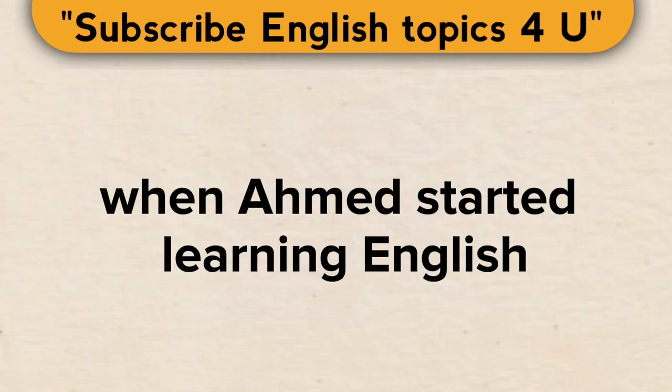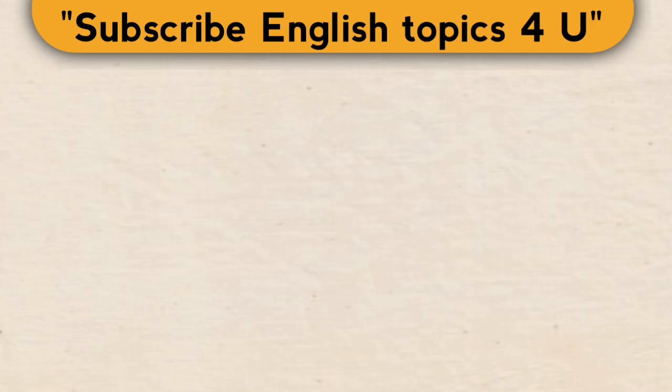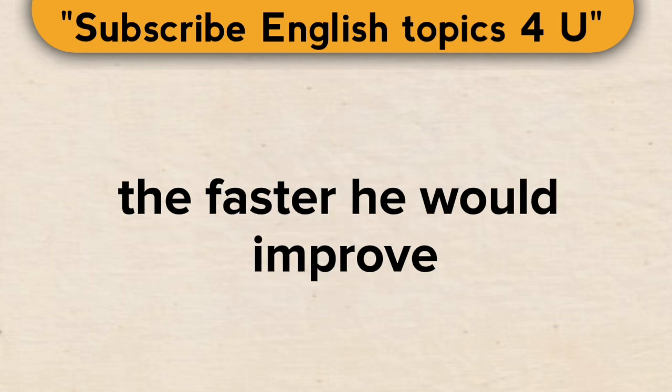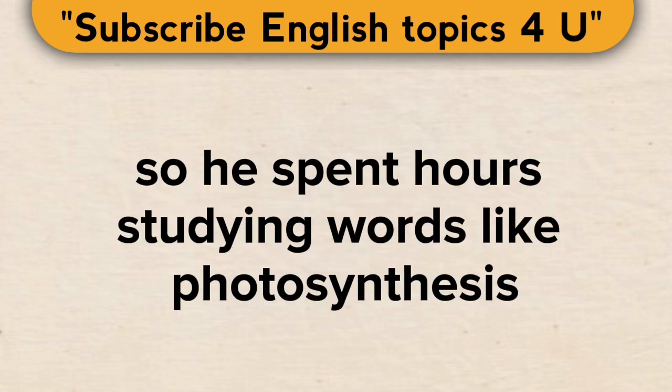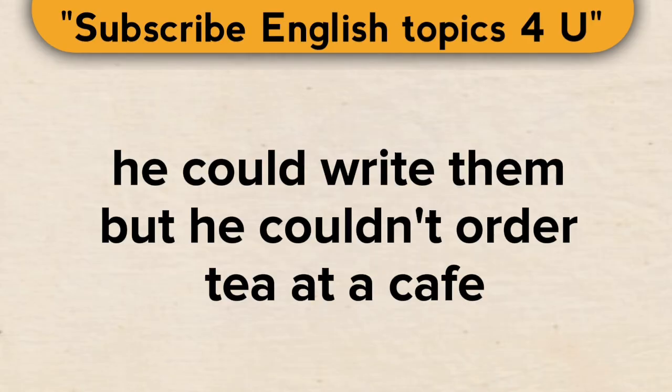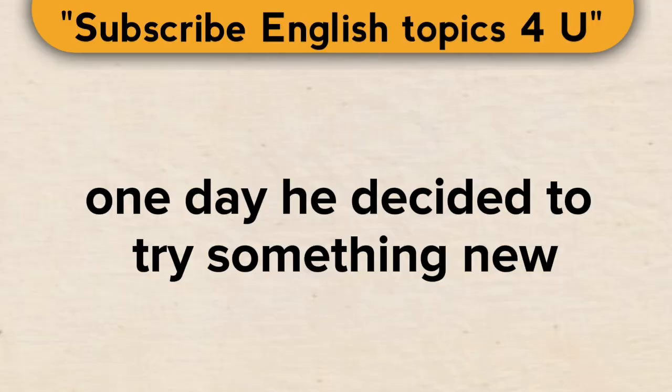I want to tell you about my friend Ahmed. When Ahmed started learning English, he thought the more difficult words he learned, the faster he would improve. So he spent hours studying words like photosynthesis, metamorphosis, and onomatopoeia. He could write them, but he couldn't order tea at a cafe. One day, he decided to try something new.